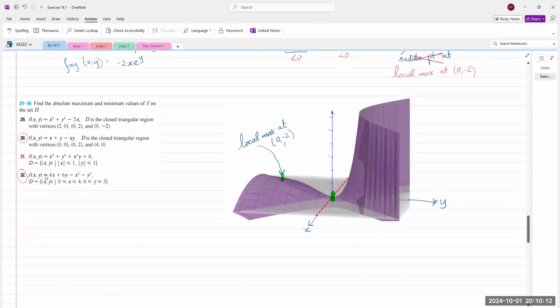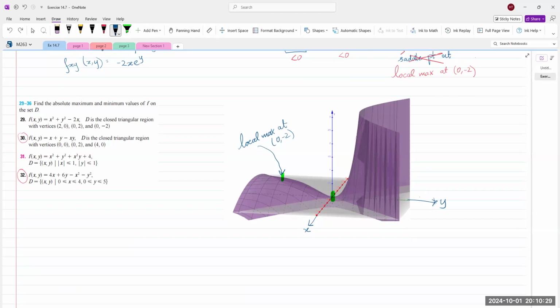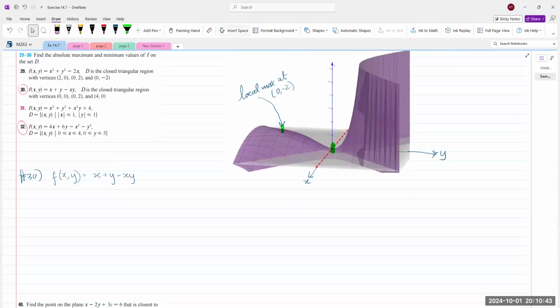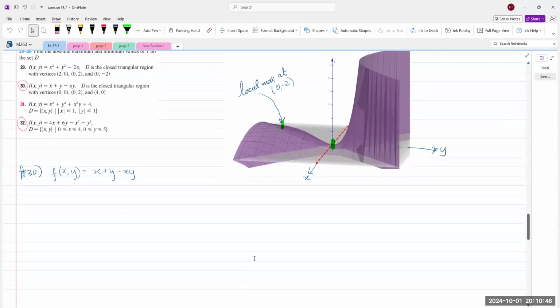Number 30 and 32. Find the absolute maximum and minimum values of the function on, well, we can find the absolute maximum and minimum if we have a restricted domain. That's a closed and bounded domain. For number 30, we have f(x,y) equals x plus y minus xy. Notice that it is symmetric with respect to y equals x, right? So we may use that advantage later on.